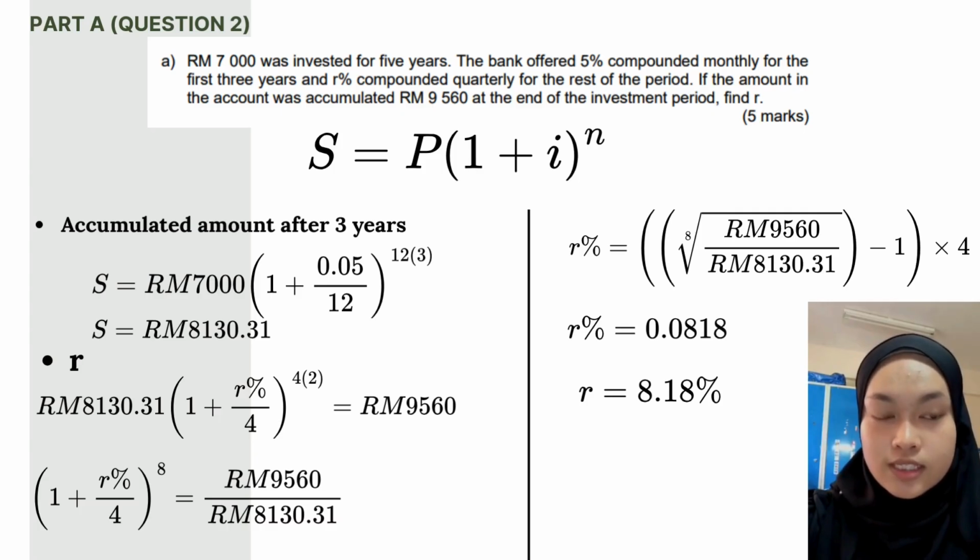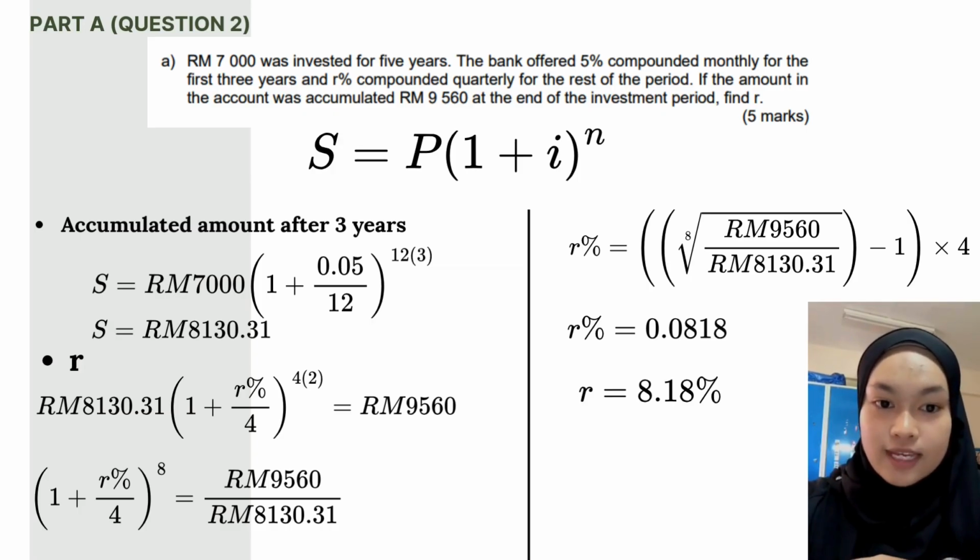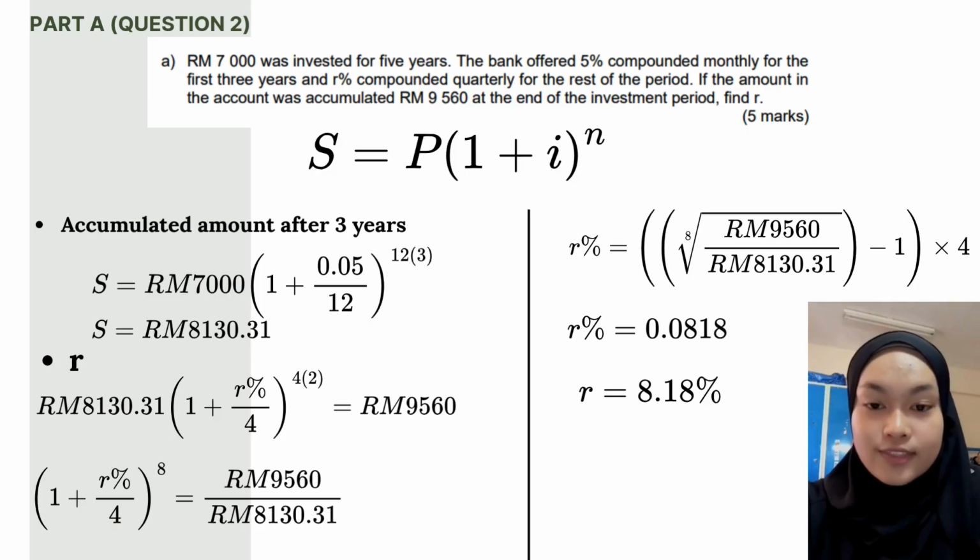Next, for the remaining 2 years, the interest rate changed to R% and it is compounded quarterly, which is 4 times a year. So we continue: 8,130 ringgit and 31 cents times 1 plus R% over 4, to the power of 4 times 2, equals 9,560 ringgit. Then we simplify: 1 plus R% over 4 to the power of 8 equals 9,560 divided by 8,130 ringgit and 31 cents. R% equals the 8th root of 9,560 over 8,130.31, minus 1, times 4. After calculating, R equals 8.18%.